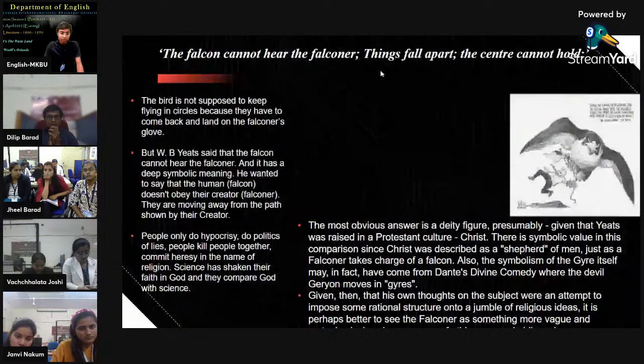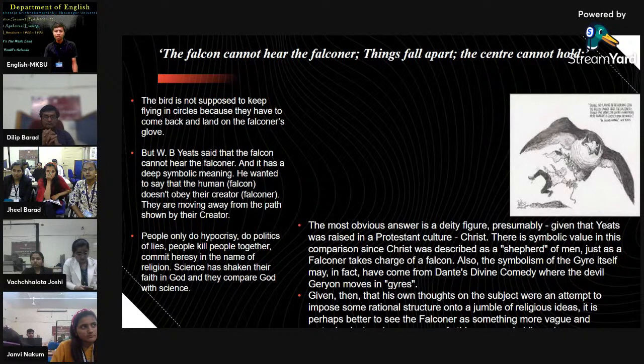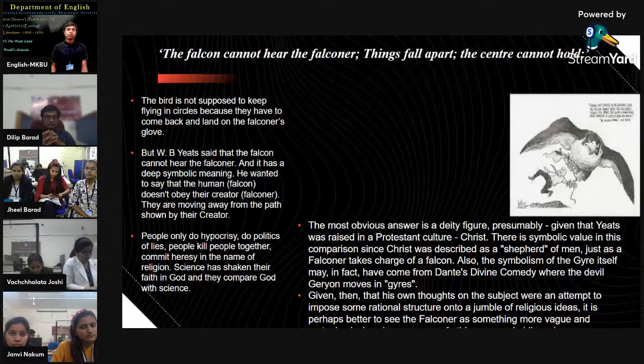So the bird is not supposed to keep flying in circles. So we have that. First of all, let me tell you that this Indian concept about samsara, we can refer to as samsara sagar. It means that it is a rotational, cyclical process: coming, going, taking birth and dying and taking birth again and again, but in between comes the moksha.